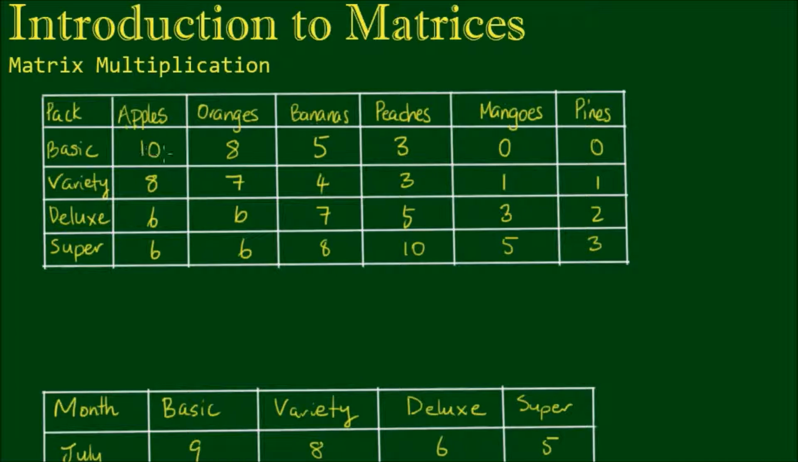We've got, say, in the basic pack, 10 apples, 8 oranges, 5 bananas, 3 peaches, no mangoes or pineapples to keep the cost down for that pack. And the contents for the other packs you can see here. So we have this table. Let's write this in a matrix form. We'll call it the P matrix for pack, and we'll simply populate the matrix with all the numbers in the rows of that table.